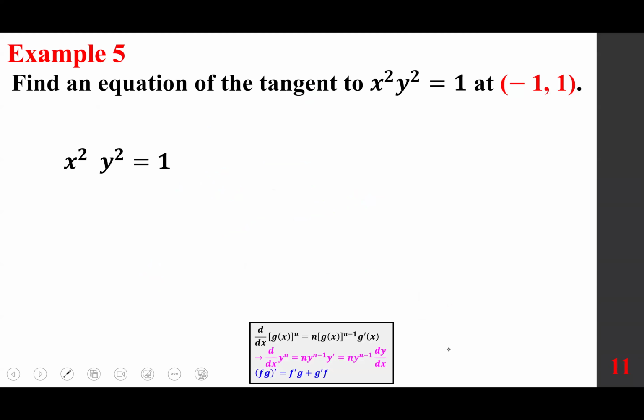Find an equation of a tangent line to x squared y squared equals 1 at negative 1 comma 1. So in order to find any line, we need two things. We need a pair and we need the slope. To find the slope, we need to differentiate this.